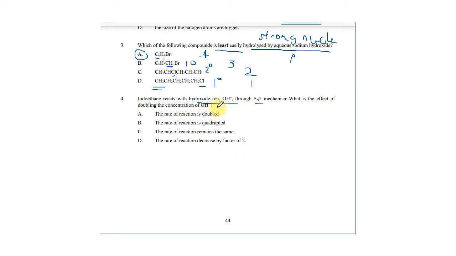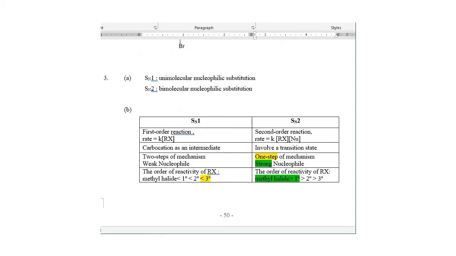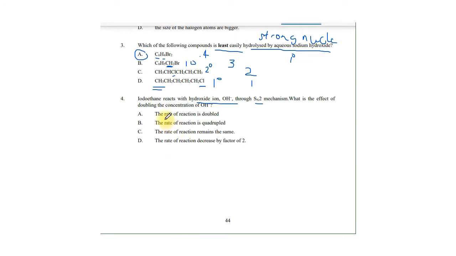Okay, because we know SN2 depends on the concentration of the haloalkane and the nucleophile. So if we double the concentration of nucleophile, the rate of the reaction is doubled as well, because SN2 depends on the concentration of nucleophile. So concentration doubles, the rate of the reaction doubles.